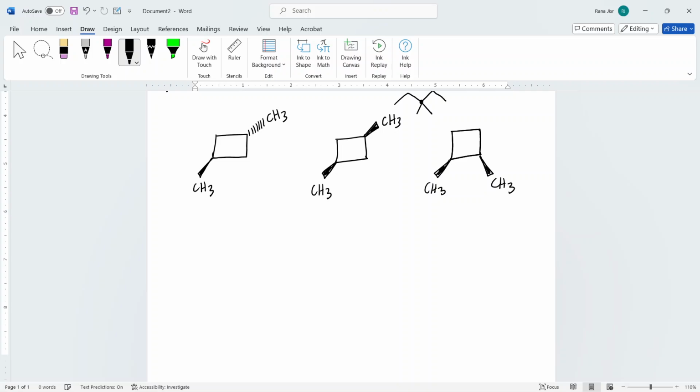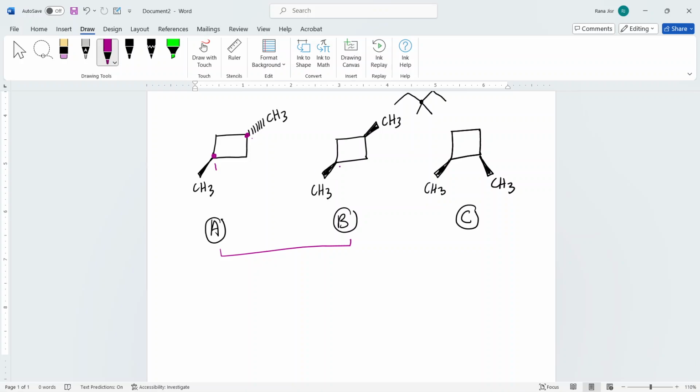And let's label those as A, B, and C. And the question is, what is the relationship between A and B? Whenever you have a question like this, please look at the connectivity. The connectivity is the same. Here I have it. You can number from any carbon. We can start numbering from here or from the other carbon. It really doesn't matter, but put the same numbering for both.